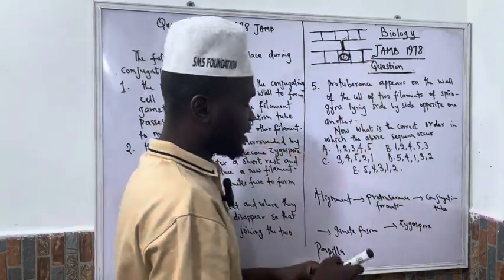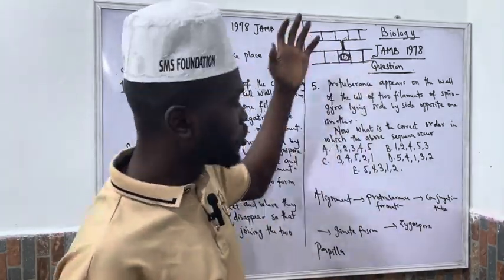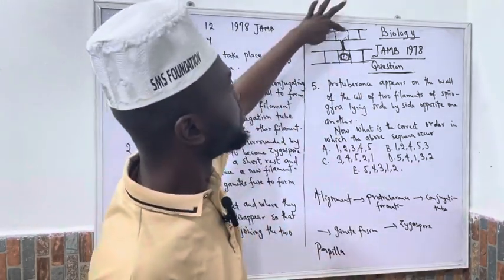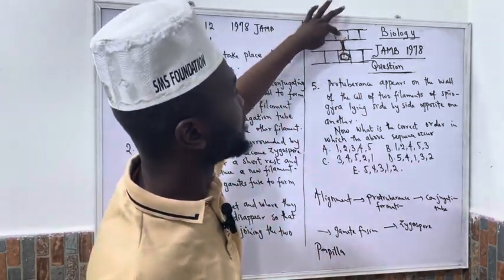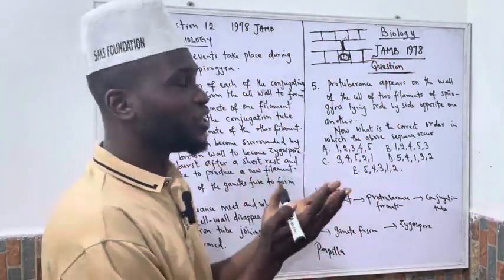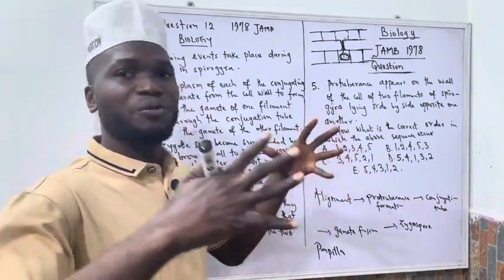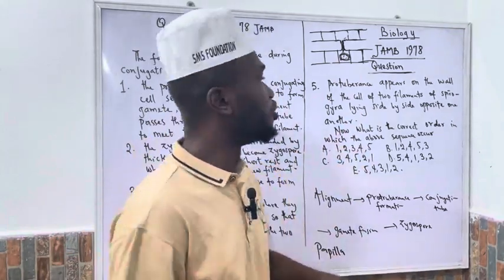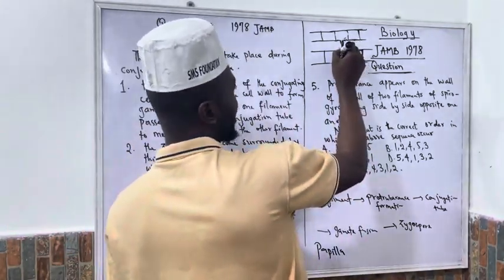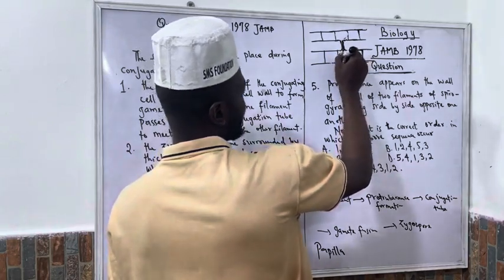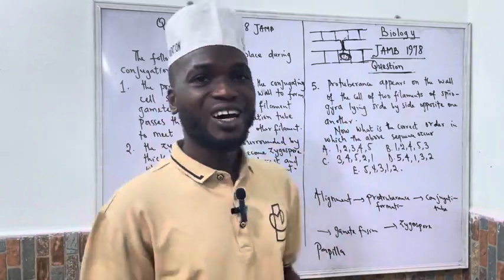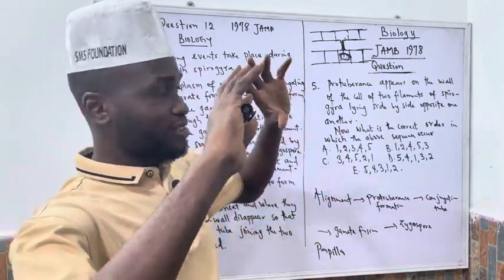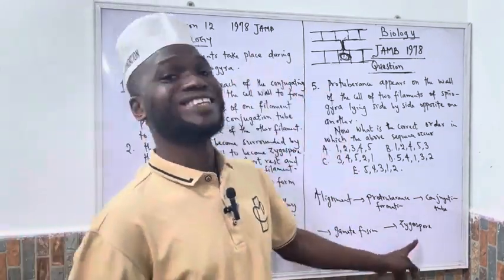So what we have here now is the fusion of the gametes. That's what we call gamete fusion. It means the protoplasm of this will combine with the protoplasm of this, and their nuclei will join together. Now, after everything, the zygospore will form. That is, there will be a wall around the zygote. A thick wall will be formed around the zygote. So that zygote that has a thick wall is known as zygospore.